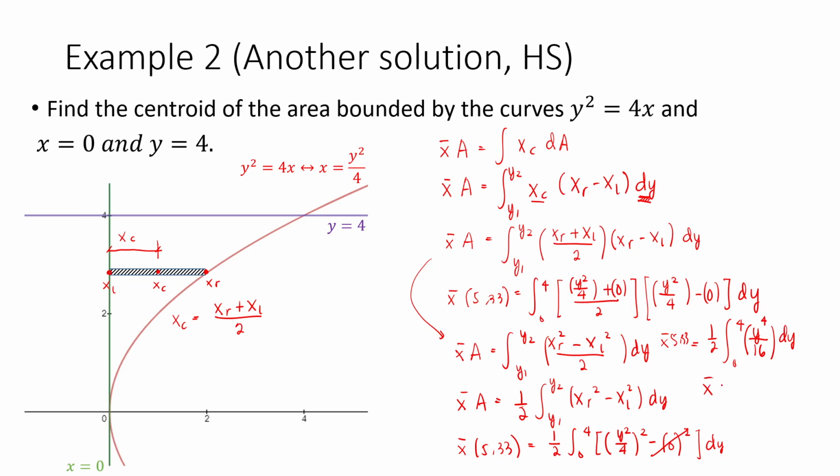So bar x is 5.33, then the right side is the answer. So bar x is still 1.2 units. So that's the same as what we have solved using the vertical strip. So I think you can now see the difference.